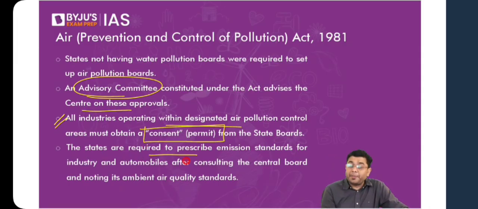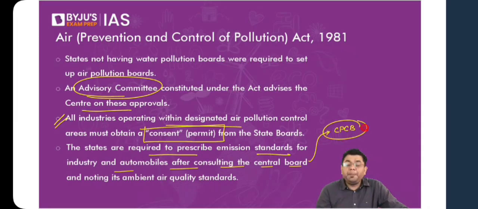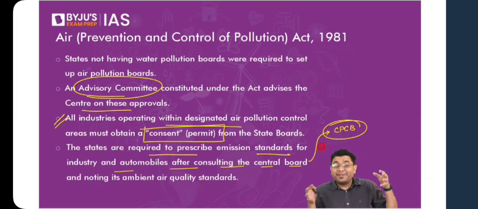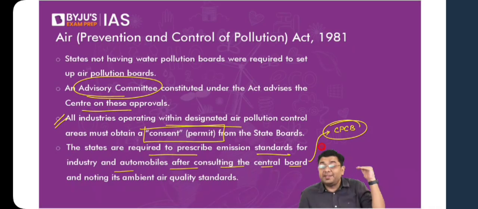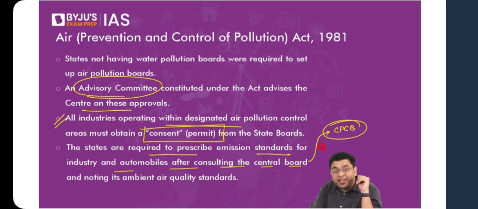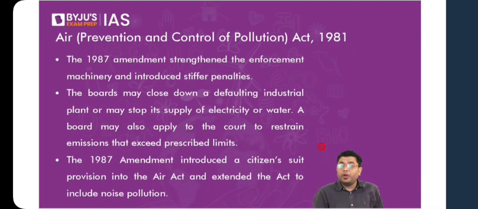So the states are required to prescribe emission standards for industry and automobile after consulting the Central Board, that is CPCB. Central Board here talks about CPCB. So CPCB will consult with the states, and then the states will set the standards, and the industries are required to fulfill those standards. If they are not carrying out the emissions as per those standards, it could lead to the closure of the industrial setup as well. Because eventually, with the help of the Environment Act and so on, the power of the CPCB was expanded quite significantly. The CPCB got the power to carry out search and seizures as well, and random inspections could also be carried out by CPCB.